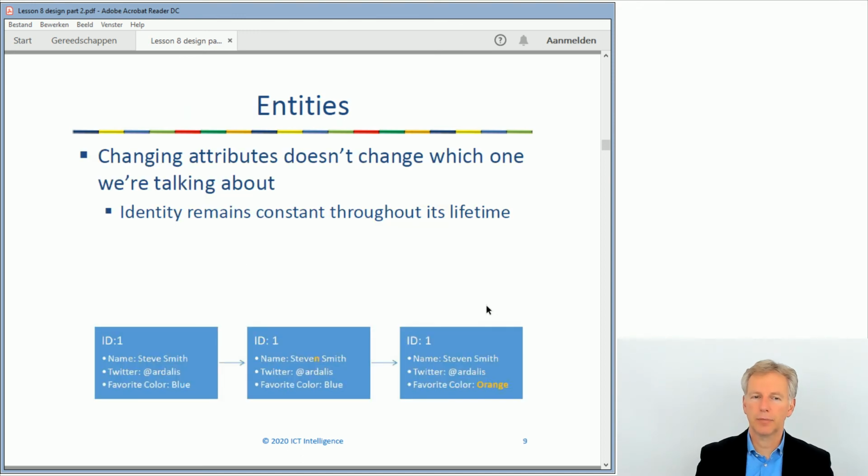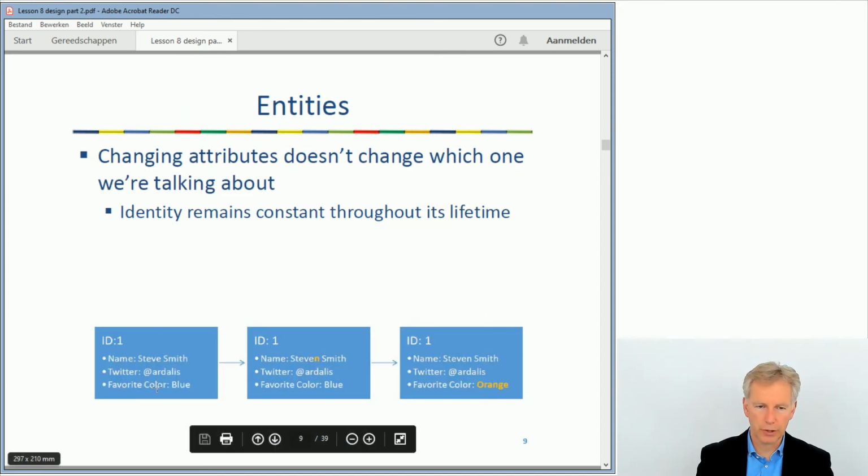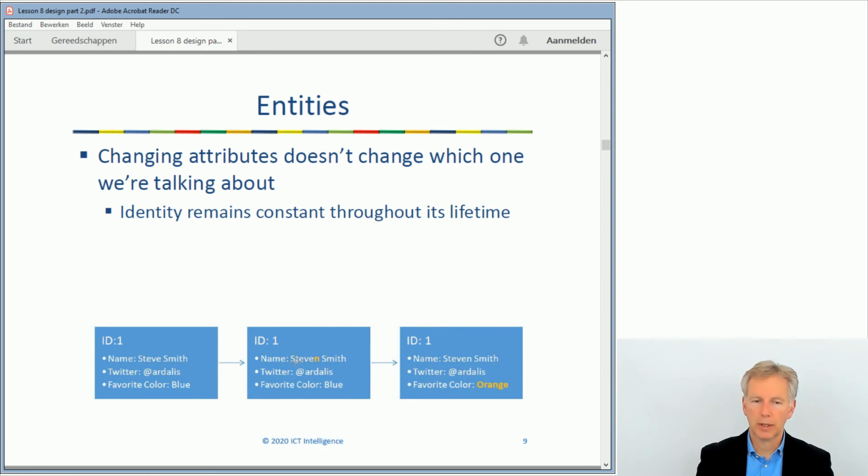That's an entity. So here we have an entity, it's a customer here, and ID is 1, that's the identity, and the name is Steve Smith, the Twitter account, and the favorite color is blue. At a certain point in time, it is not Steve, but it is Stephen. So he changed his name, or we correct his name. And then at a certain moment later in time, he changed his favorite color from blue to orange. That can happen with an identity, but the identity remains the same.